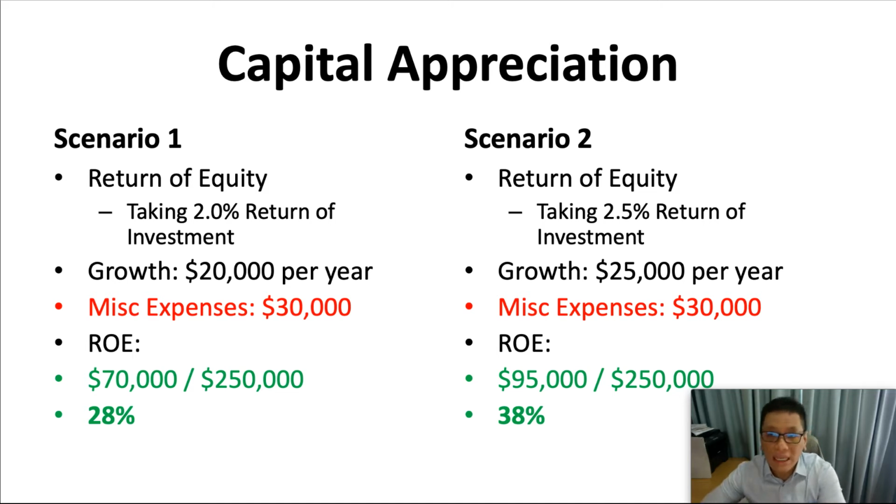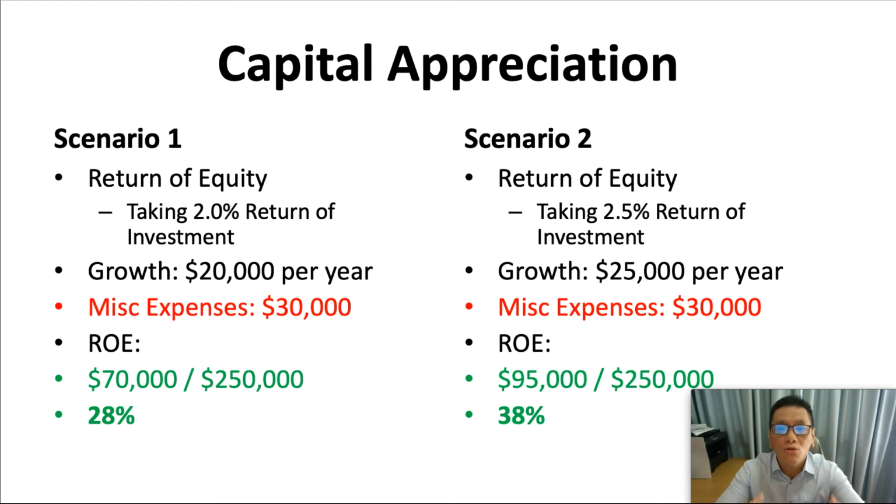For scenario 2, instead of 2%, I put 2.5%, a more positive outlook return, that is 25,000 per year. If you minus off the expenses, you will actually earn a 38% return on equity. The question why I do this slide was actually more about the growth. If you take a 1 million property earning 20,000 per year, I would like to ask my client, is this number reasonable?